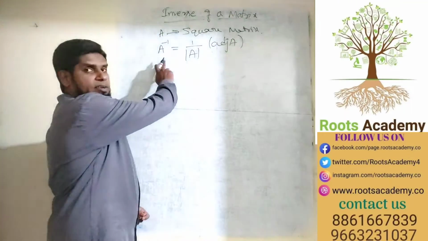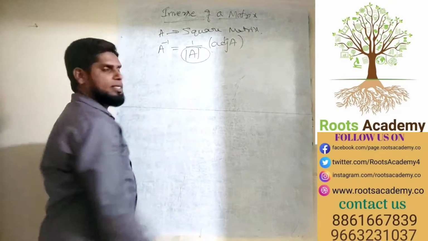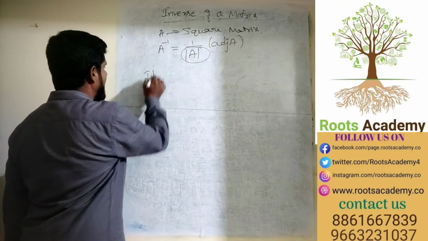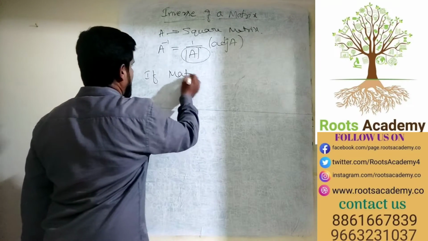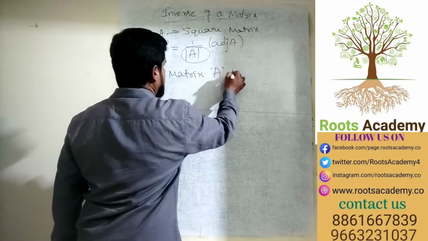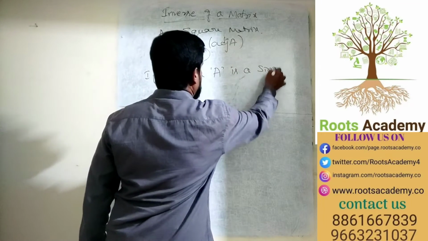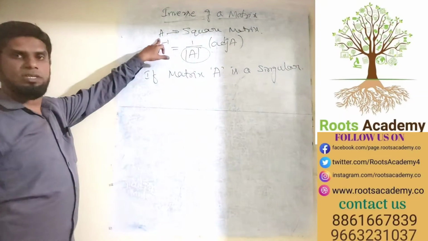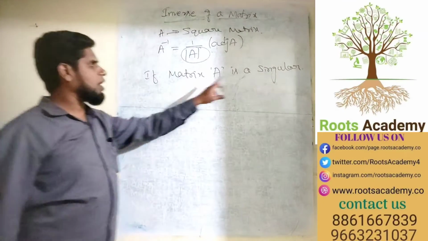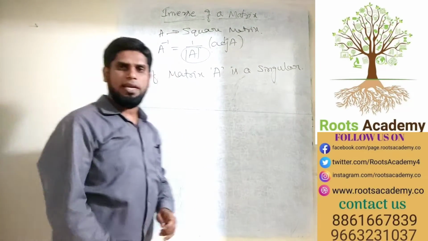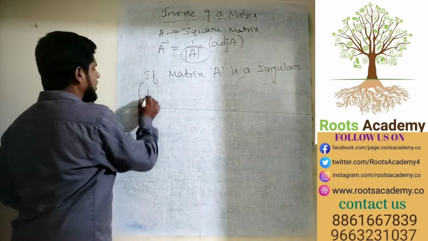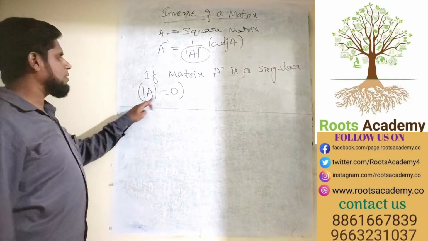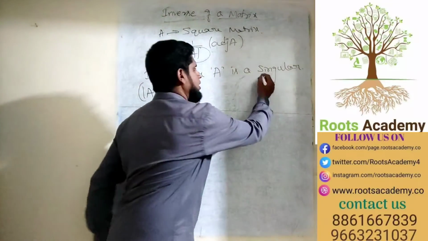So students, to find the inverse, the very important thing is determinant A. Suppose matrix A is a singular matrix. Whatever square matrix we have taken, if that square matrix is singular, what do you mean by singular? Singular means determinant is 0. A matrix whose determinant is 0 is called a singular matrix.